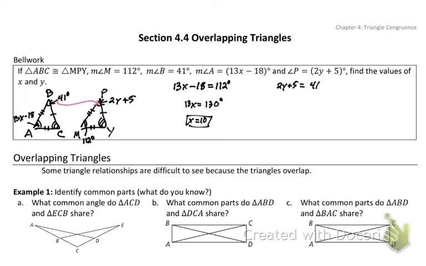So I'll have that 2y plus 5 equals the 41. Let's go ahead and subtract 5 from both sides. That's going to be 2y equals 36. And that gives me y equals 18. Look at the board. That is C. So we should have done A and then C. Questions?